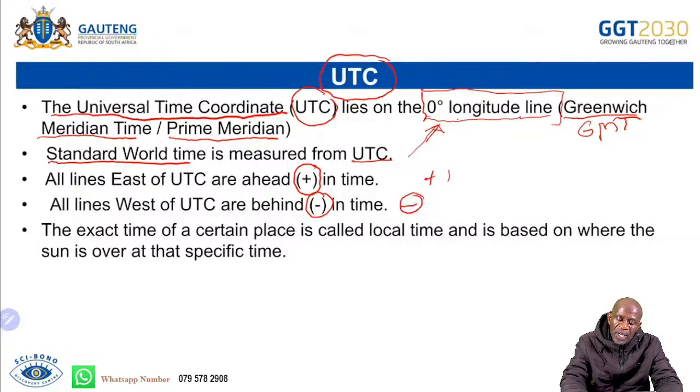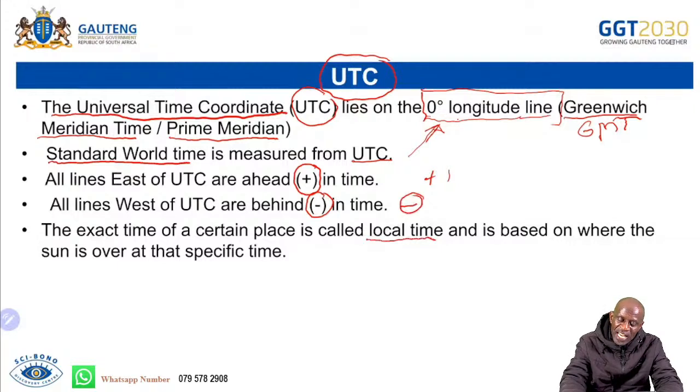The exact time of a certain place is called local time. Say, for instance, I ask you, what is the time in Johannesburg? And you say it's 14:25. Then you'll be expressing the local time of Johannesburg. And this is based on where the sun is over at the specific time.